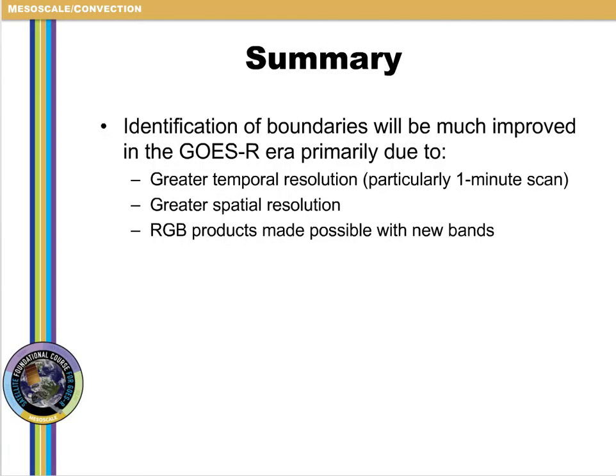In summary, identification of boundaries will be much improved in the GOES-R era, primarily due to greater temporal and spatial resolution, but also RGB products that are now possible with some new bands.